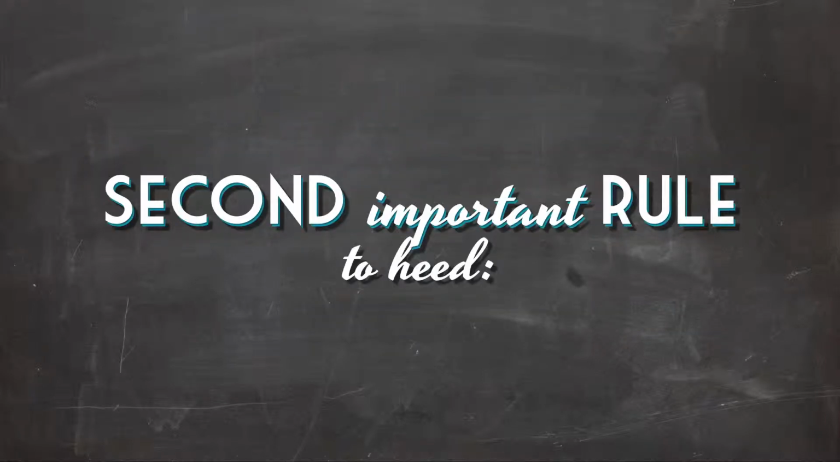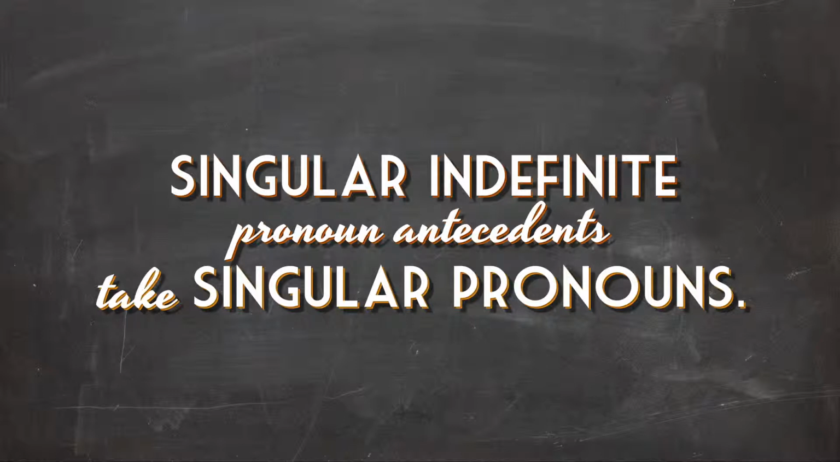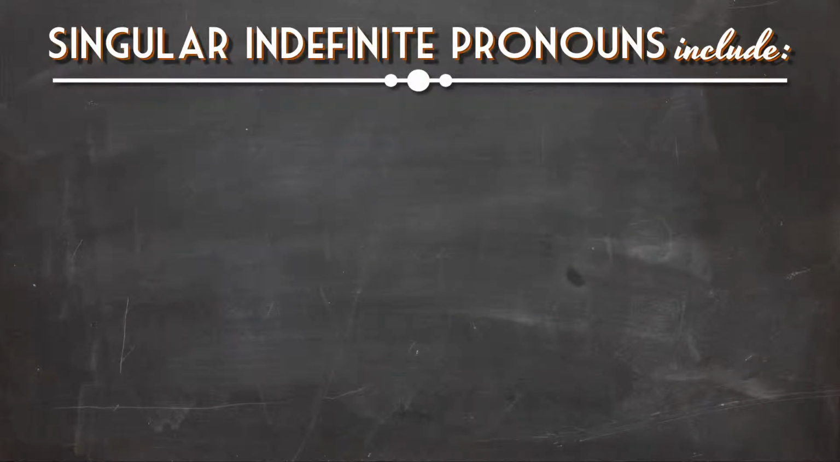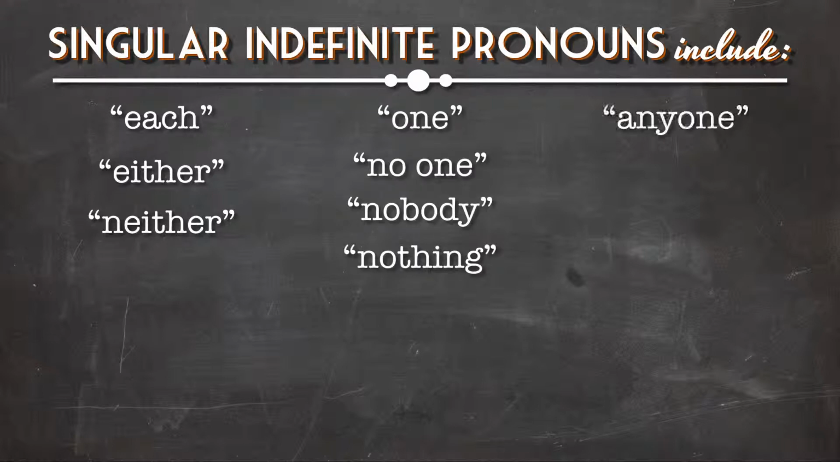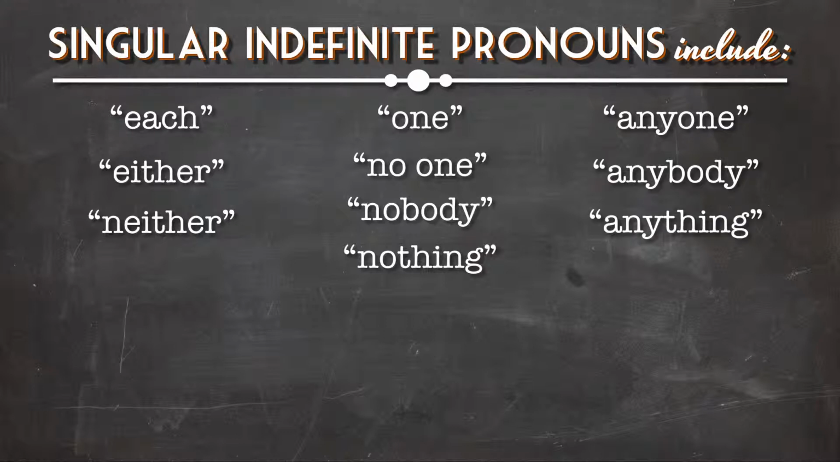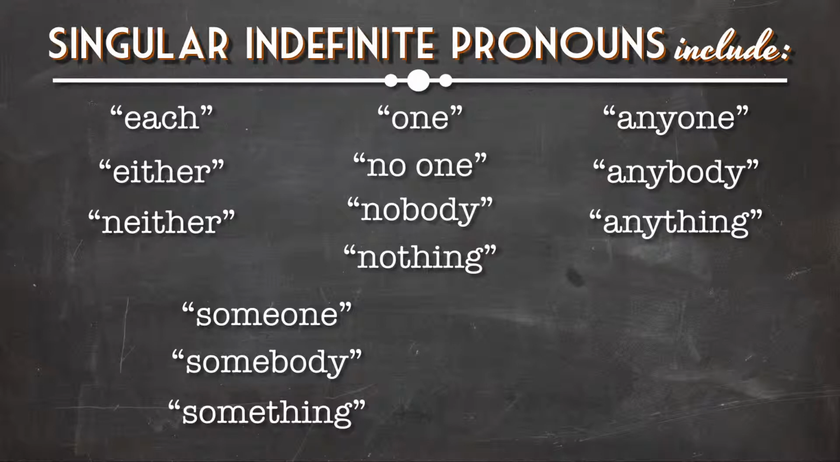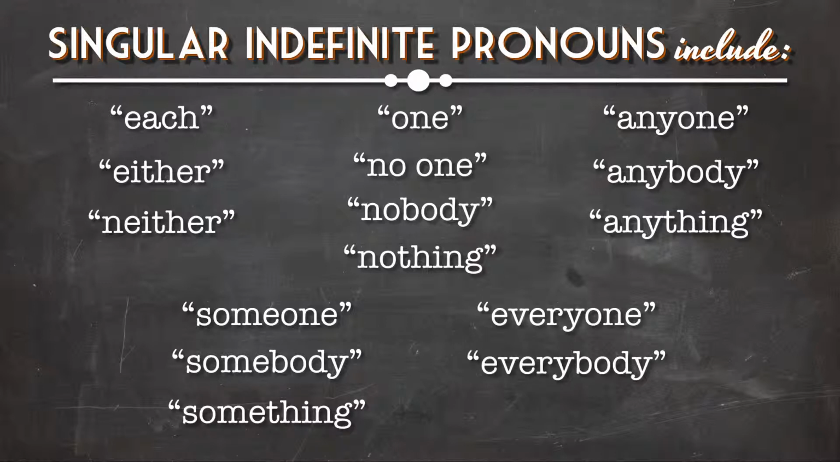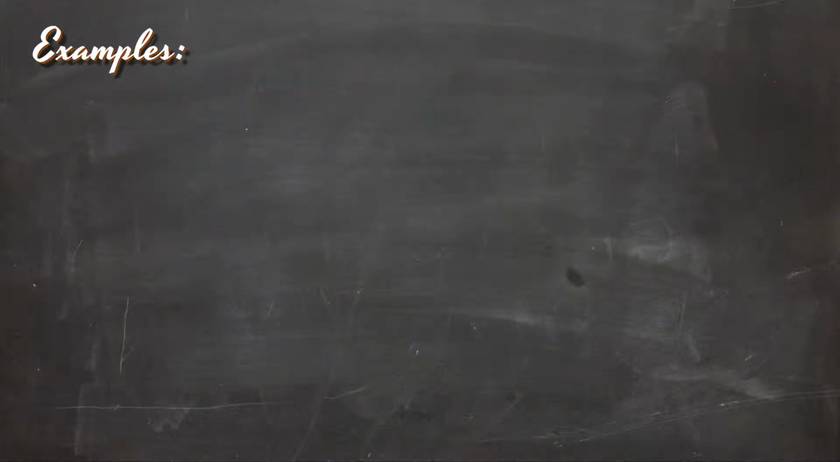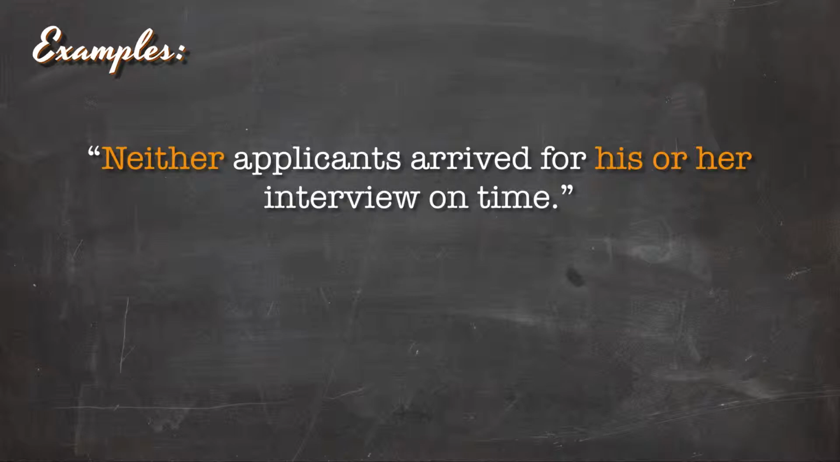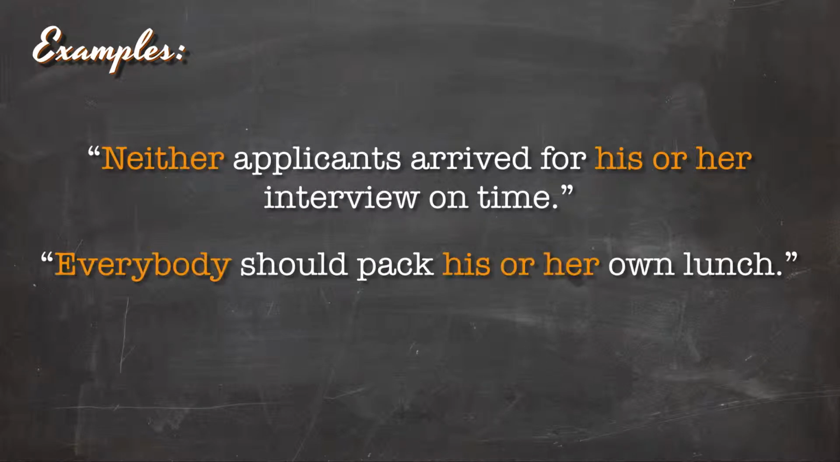The second important rule to heed is that singular indefinite pronoun antecedents take singular pronouns. Singular indefinite pronouns include each, either, neither, one, no one, nobody, nothing, anyone, anybody, anything, someone, somebody, something, everyone, everybody, and everything. Here are some examples. Neither applicant arrived for his or her interview on time. Everybody should pack his or her own lunch.